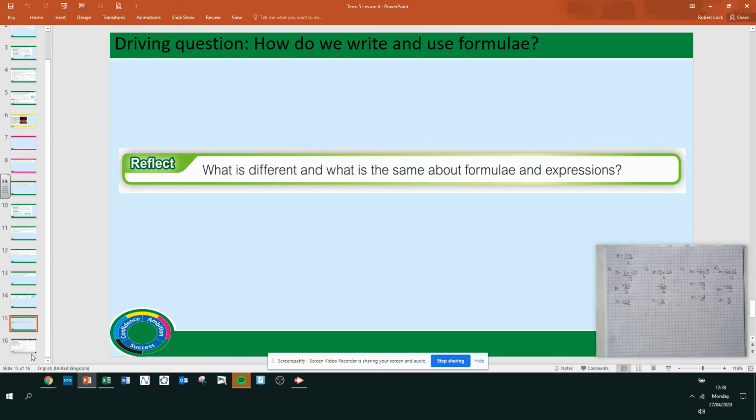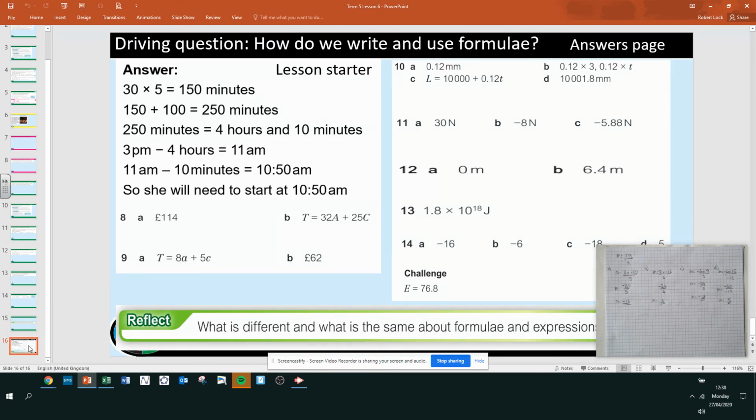Pause. Write down your thoughts. For the rest of this, here are the answers for those. Question 14 is actually on paper if we can't read it because of the inset: minus 18 and D is 5.